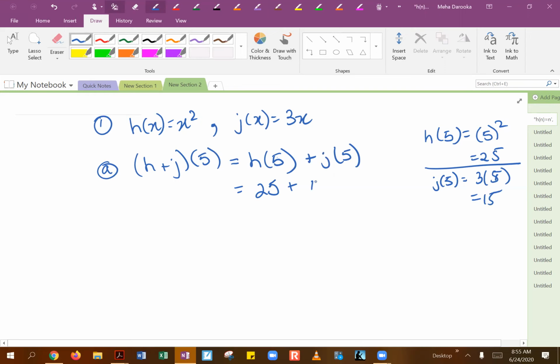And when you add these two numbers, what do you end up getting? Yeah, very good, Audrey. Okay, so that's all you are basically doing. You're taking each function individually at 5. You come up with what those answers are going to be, and then basically just add them together to get your answer. So let's see.